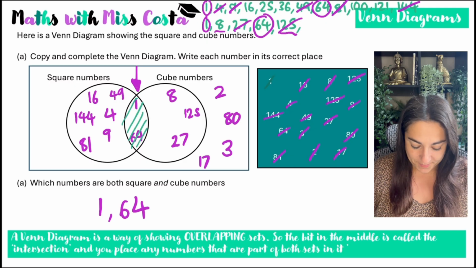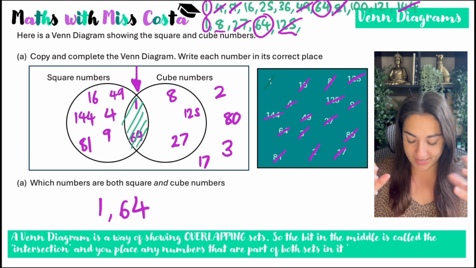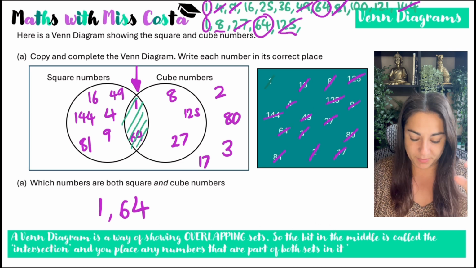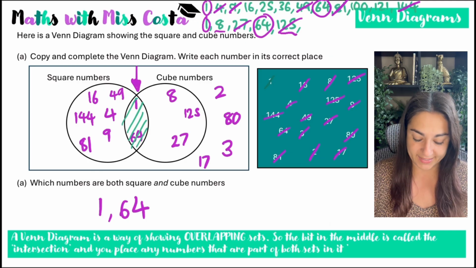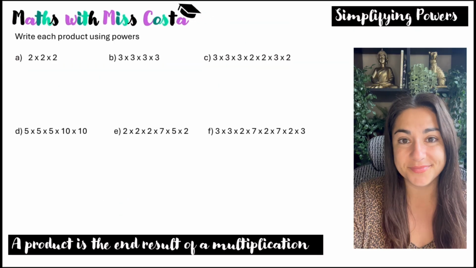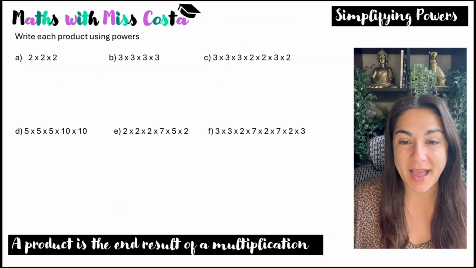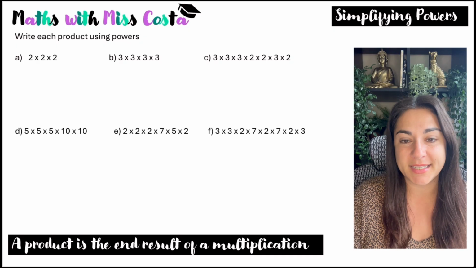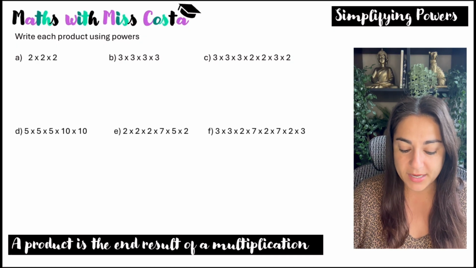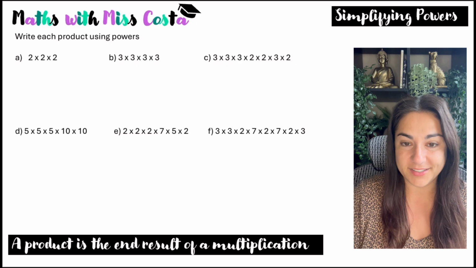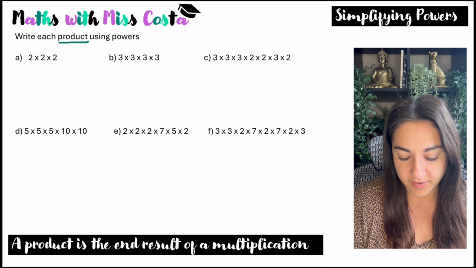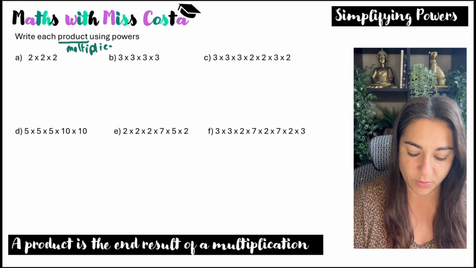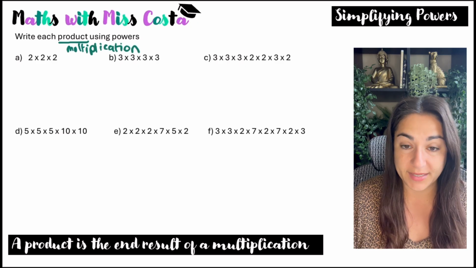So yes, basically a Venn diagram is a way of showing overlapping sets, and the bit in the middle is called the intersection, and you place anything that is true for both things inside it. Okay, so we've been dealing with powers like square numbers, cube numbers, and things like that for quite a while now. Now, what you're being asked to do here is write each product, and product just means a multiplication, well, the end result of a multiplication, using powers.